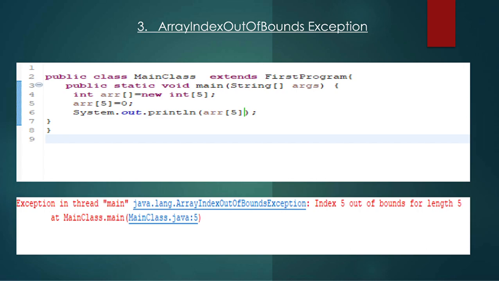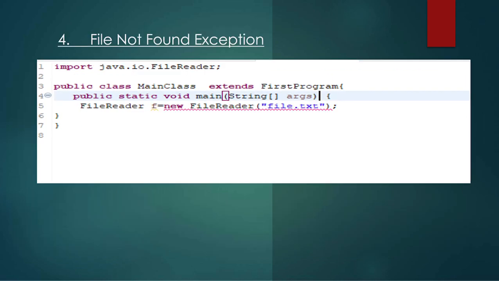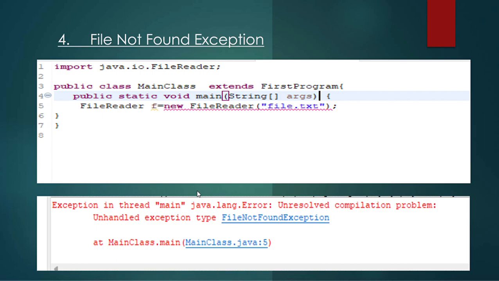Next we have FileNotFoundException. We have a FileReader object, and we are trying to find the file file.txt. Now this file does not exist in the home directory at this path. What will happen? At compile time itself, the compiler is showing us that there is an error in this line. We could have corrected this, but still we will try to run this. What will be the message? Exception in thread main java.lang.Error, unresolved compilation problem, unhandled exception type FileNotFoundException. At compile time, we have a checked exception.